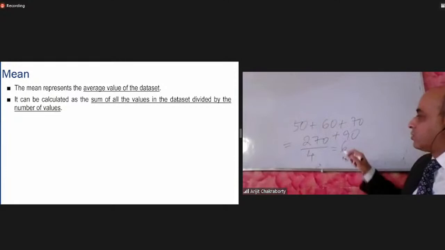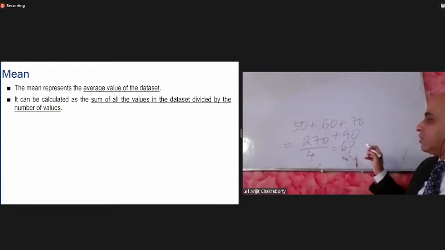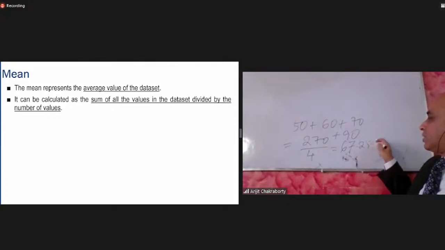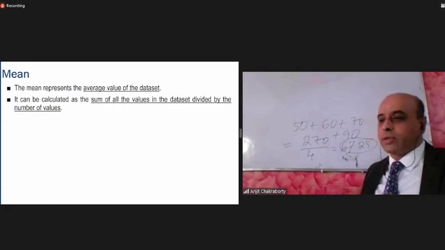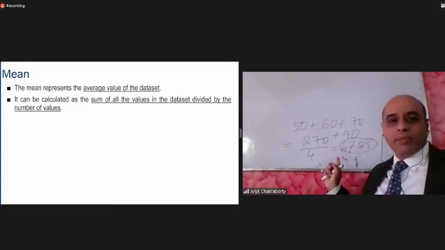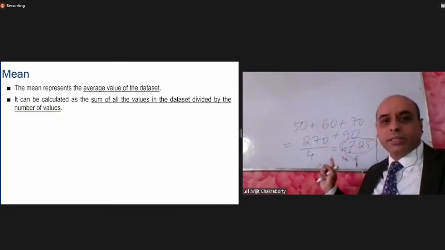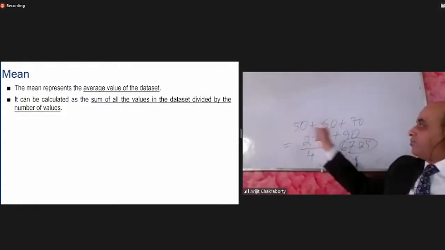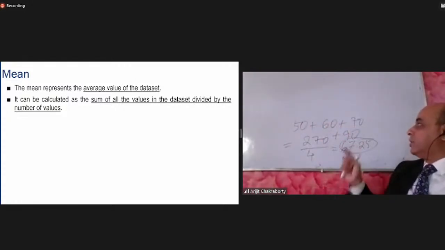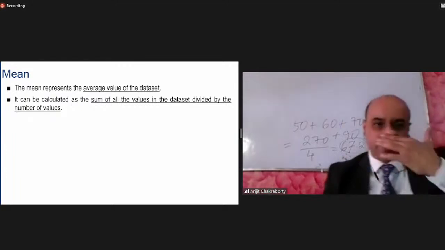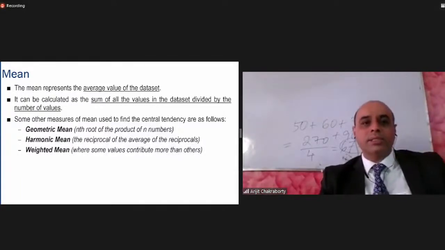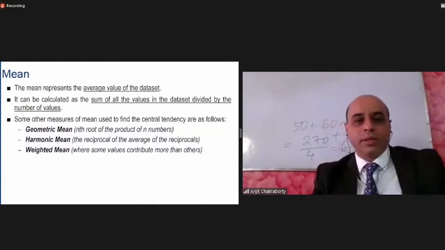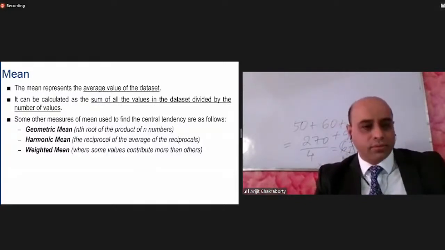So 270 divided by 4: 4 6s are 24, and 4 7s are 28. So around 67. Let us take it as 67 approximately. Please note that it is the average value of the data set. So for 50, 60, 70, and 90, we are getting a score of around 67, which is the average. It is the sum of all the values in the data divided by the number of values.